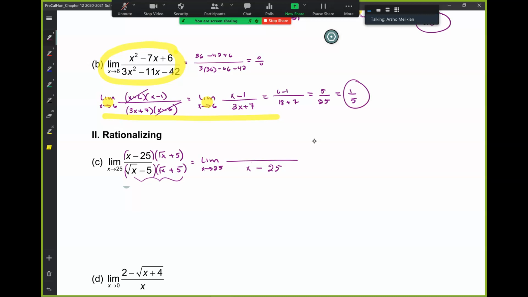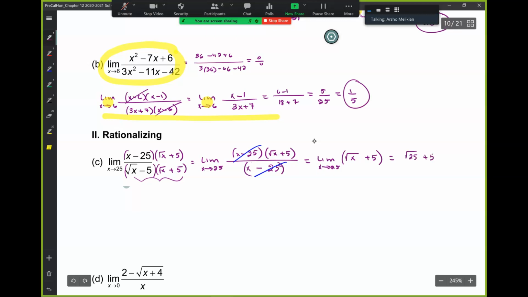The numerator, I know you guys have that urge to FOIL that. Don't. Something beautiful will happen. Look at what will happen. x minus 25 over root x plus 5 cancels out. Beautiful. So now I have the limit as x approaches 25 of root x plus 5, and that is just root 25 plus 5, 10. Tell me that's not the most beautiful thing you've seen.